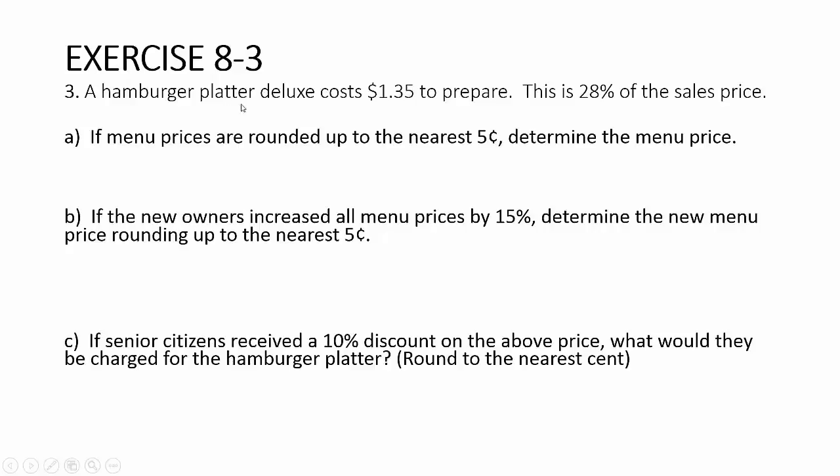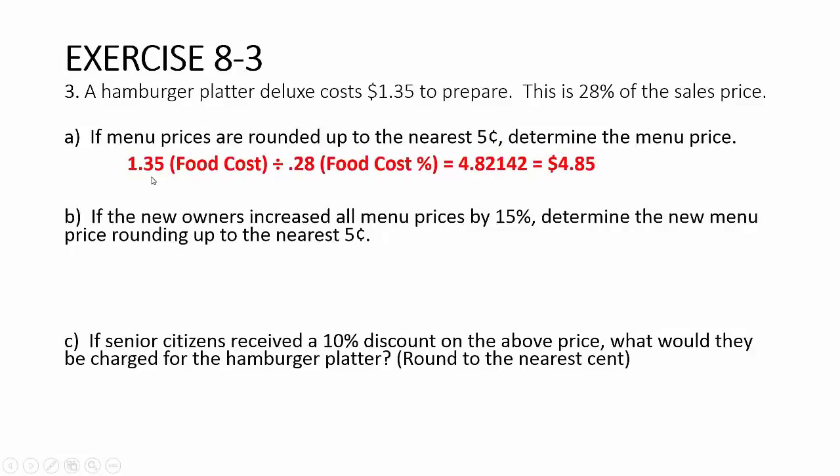Question 3, we have a hamburger deluxe platter that costs $1.35 to prepare, and we have a food cost percent of 28%. If the menu prices are rounded up to the nearest 5 cents, so not multiples of 5, but 5 cents, let's determine the menu price. Again, to figure out the menu price, we need to take our food cost, and we need to divide it by our food cost percent.